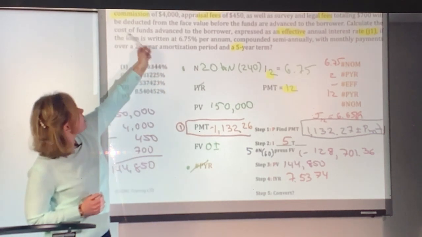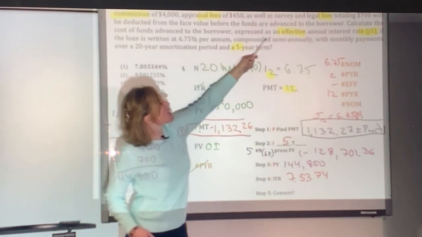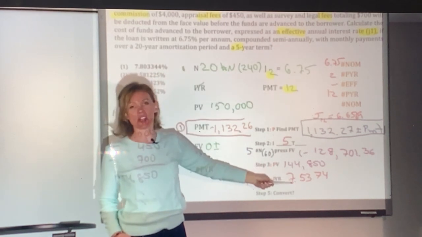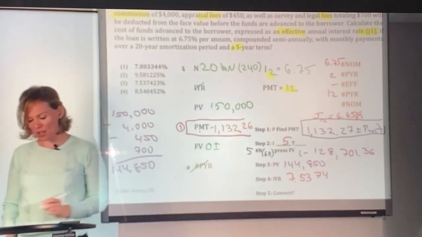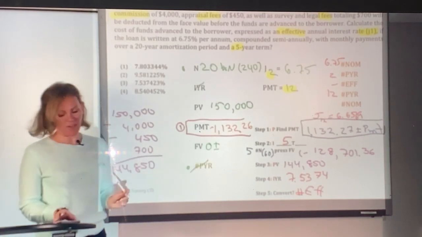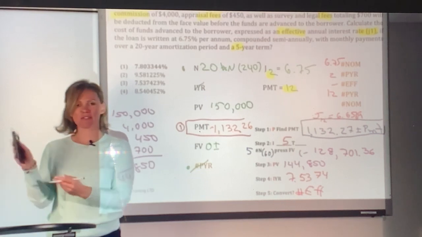They say, what's the cost of funds to the borrower expressed as an effective annual interest rate? You see that? An effective annual interest rate. So they want this to be in J1. So how do we convert to J1? What do we do? We press shift effective. Shift effective, right? So your orange shift and then effective EFF under your PV.